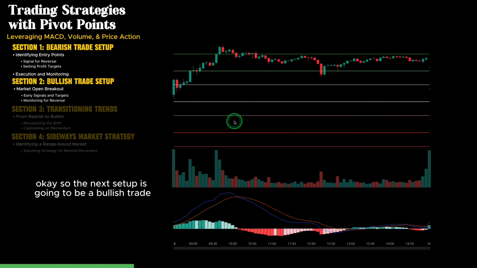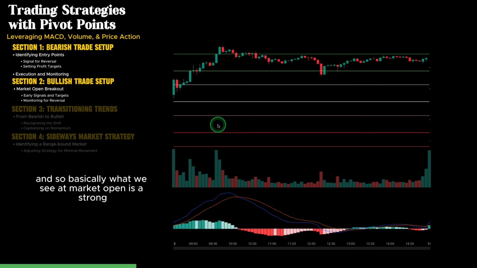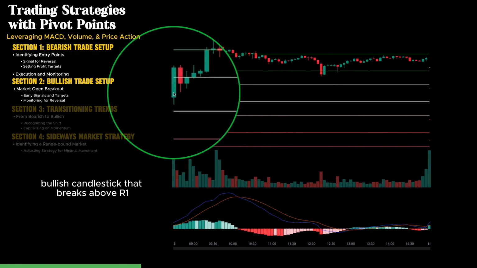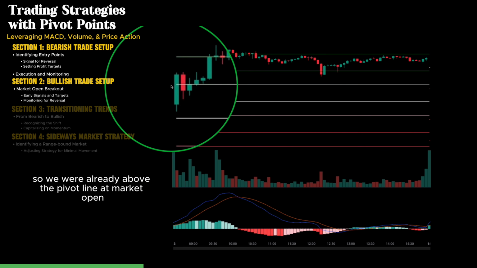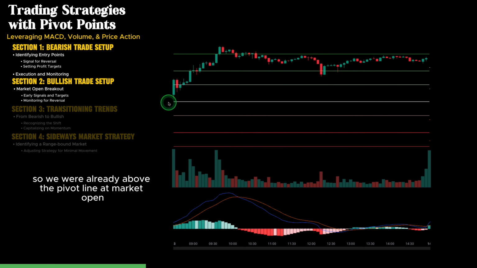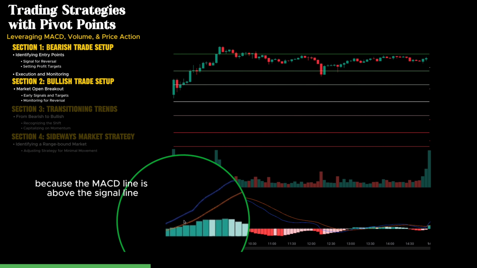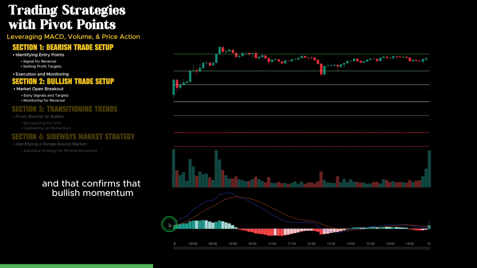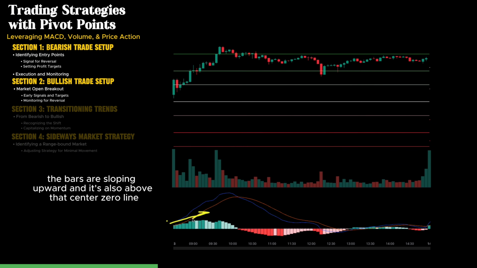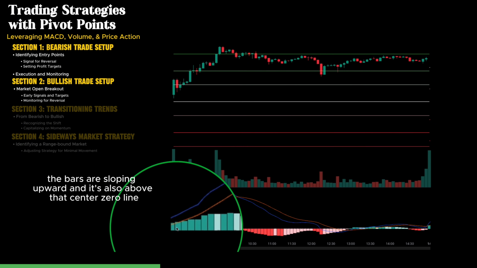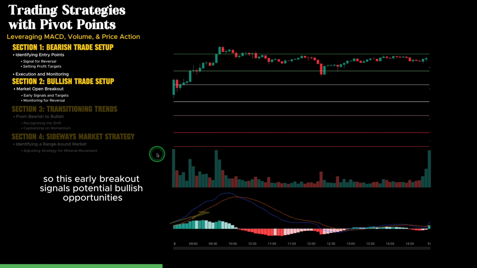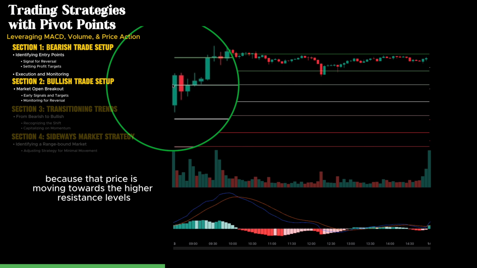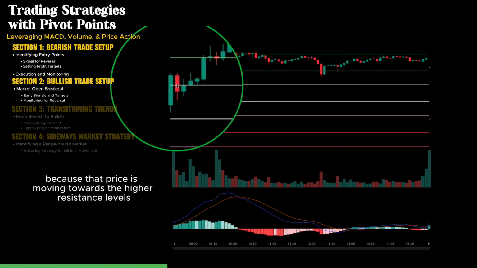Okay, so the next setup is going to be a bullish trade. Basically, what we see at market open is a strong bullish candlestick that breaks above R1. So we were already above the pivot line at market open. We can see that momentum with the MACD indicator because the MACD line is above the signal line, and that confirms that bullish momentum. And then also looking at that histogram, the bars are sloping upward, and it's also above that center zero line. So this early breakout signals potential bullish opportunities because the price is moving towards the higher resistance levels.